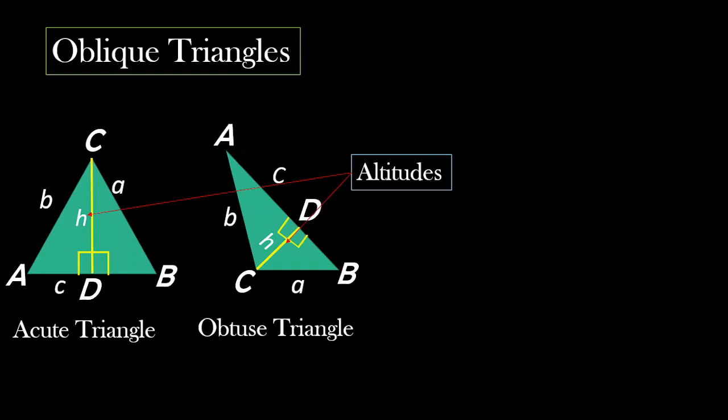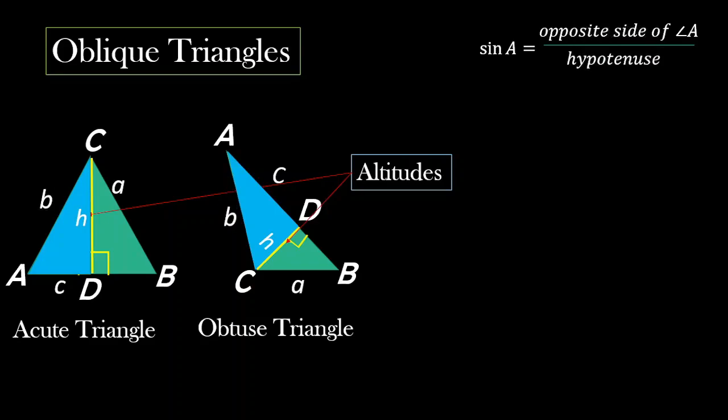Let's begin with the right triangle CAD. We have to apply the sine function to the acute angle A from the right triangle CAD. It gives us sine A is equal to the opposite side of angle A over the hypotenuse. That is also equal to h over b. Deriving for the value of h, we have h is equal to b times sine A.